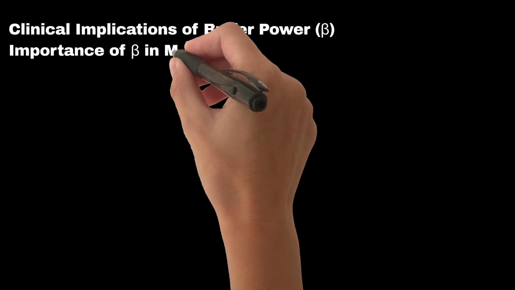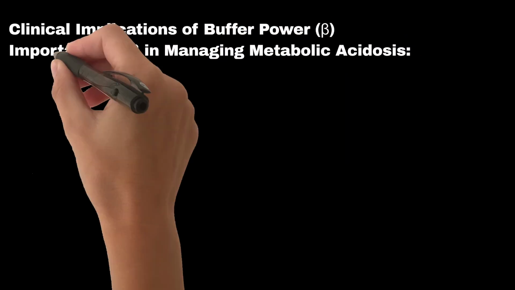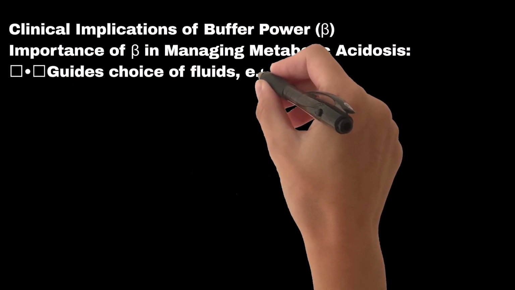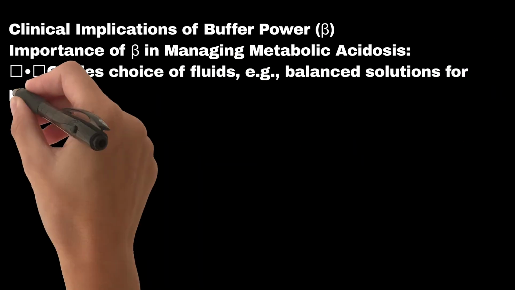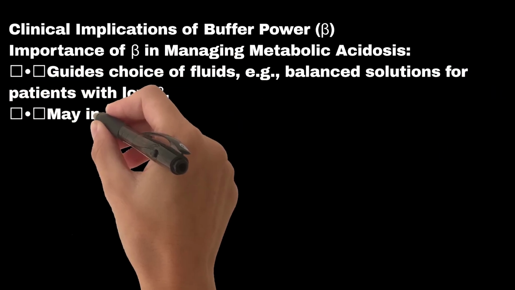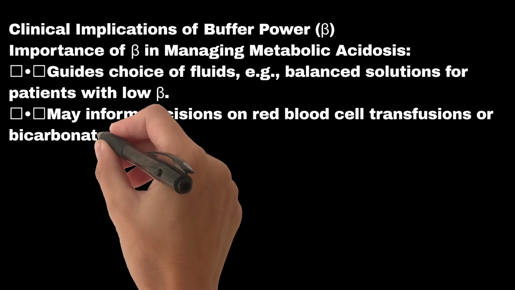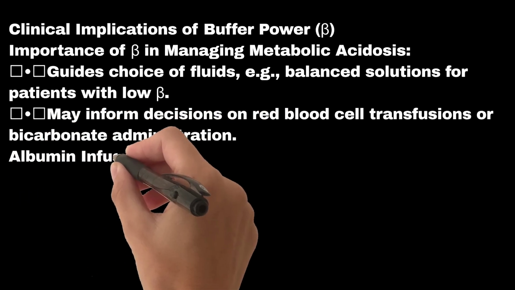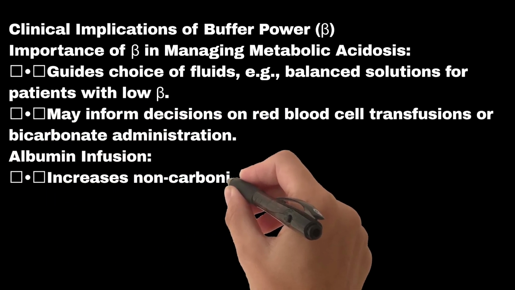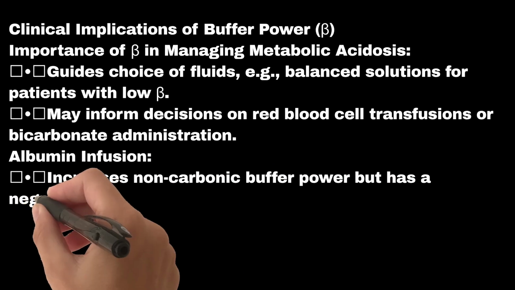Clinical implications of buffer power. Importance of this in managing metabolic acidosis. Guides choice of fluids, like balanced solutions for patients with low beta. May inform decisions on red blood cell transfusions or bicarbonate administration. Albumin infusion. Increases non-carbonic buffer power but has a negligible effect on beta.